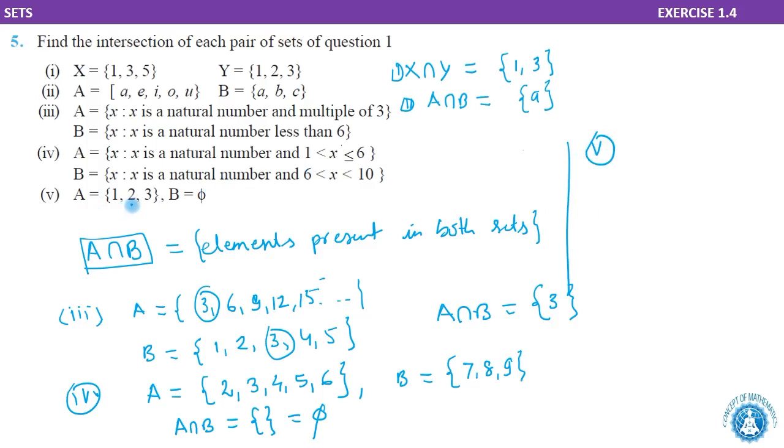The fifth one is A having elements 1 to 3 and B is the null set, so definitely A intersection B will be the null set. Okay.